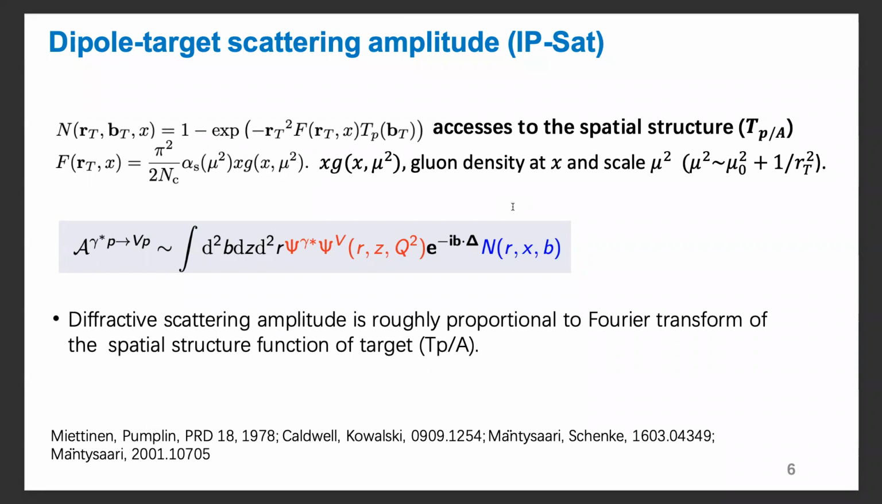For example, if r_T is very small, we can do the Taylor expansion, and that is proportional to the target thickness function. And then we return to this formula. This shows that the dipole target scattering amplitude is just the Fourier transformation of the thickness function of the target. So that's why people, for example STAR, do the Fourier transformation of the cross section into momentum space, and then they can fit the data to extract some radius or some information of the target.